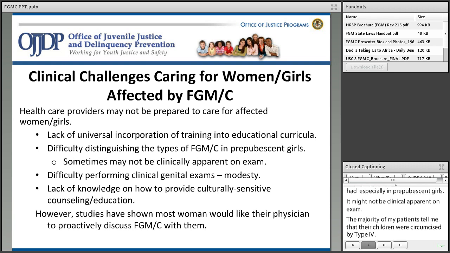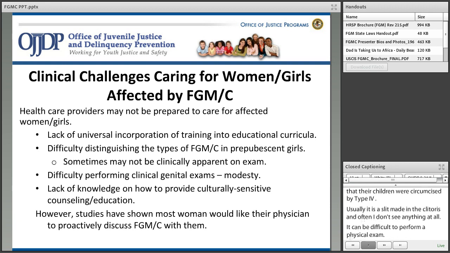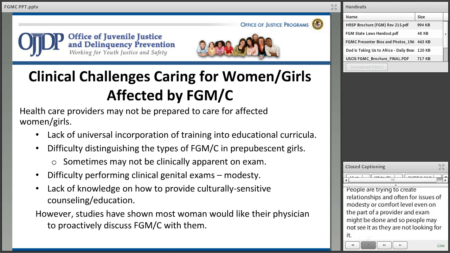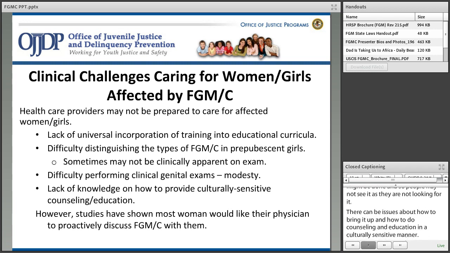It also can be difficult to perform a physical exam. People are trying to create relationship, and often for issues of modesty or comfort level, even on the part of a provider, a genital exam may not be done, and so people may not see it because they're not looking for it. There also can be issues about how to bring it up, how to do counseling and education in a culturally sensitive manner. However, studies have shown that most women do appreciate if their physician brings it up in a proactive way and are open to discussing it.